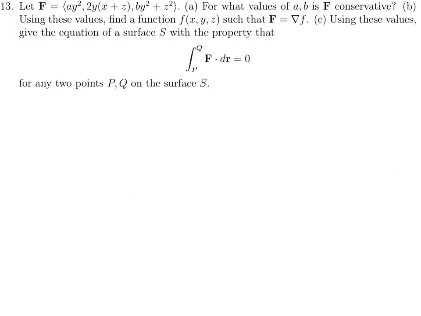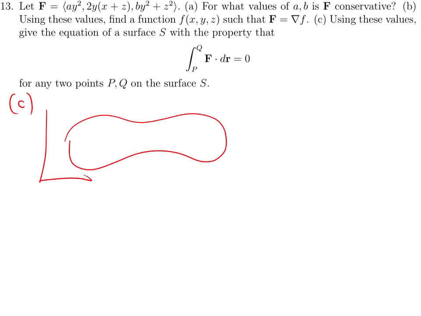Okay, and now for the last part, which is very conceptual. It sounds kind of crazy. It's saying find some surface. We don't know what this surface is going to be, with the property that if you have any 2 points on the surface P and Q, then the line integral of the given vector field along any path is 0, right? So okay, how can this possibly make sense?